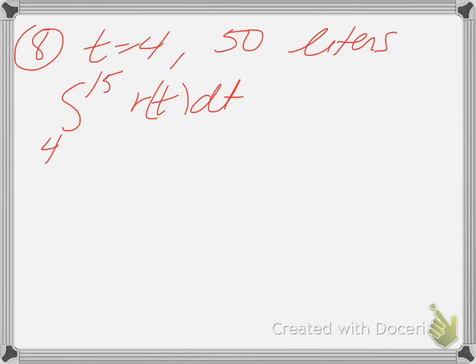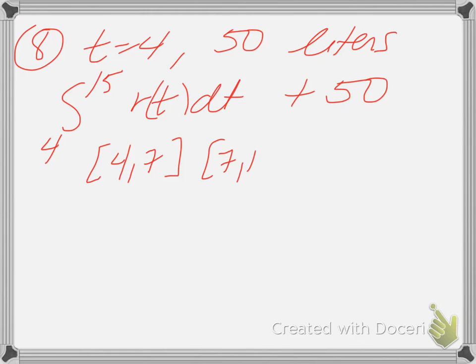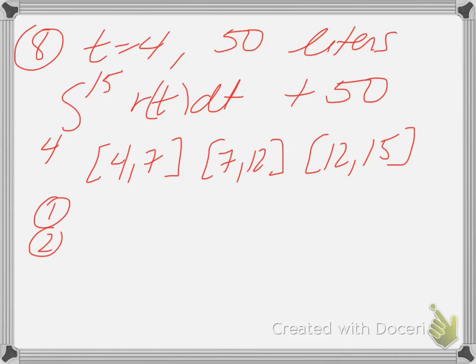However, remember you started with 50 liters, so to whatever you get from that, you're going to have to add the 50, okay? So they're asking you to use a right Riemann sum with 3 subintervals. So your 3 subintervals are going to be from 4 to 7, from 7 to 12, and from 12 to 15. So if they're telling you to use a right Riemann sum, that means you're just going to be making a rectangle. So we're going to have 3 different rectangles, and it's going to be length times width.